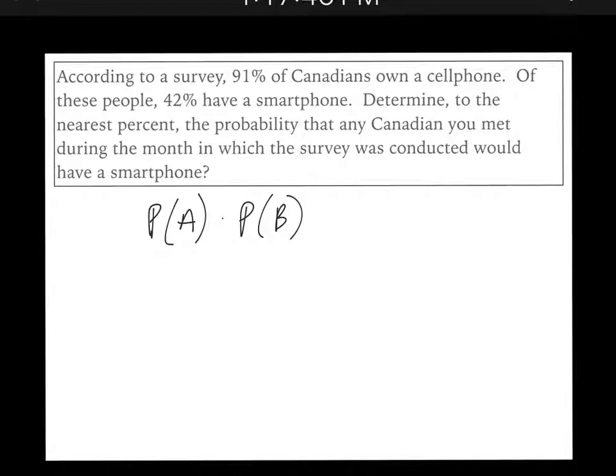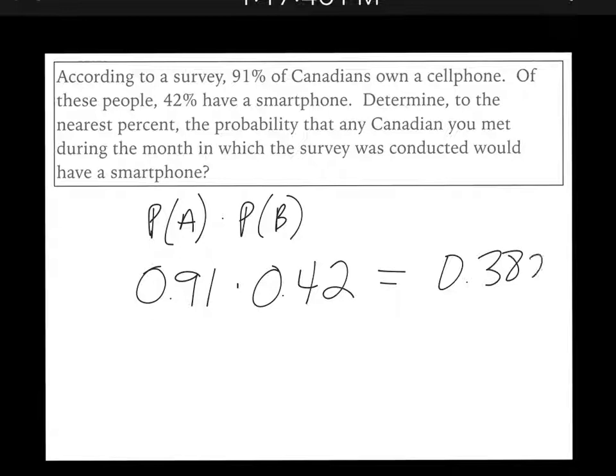But we can't just type in 91 times 42, because if I do that, I get 3,822, which doesn't seem right. So does anyone know what I would do instead? Turn them into decimals, yeah, or fractions even. Either turn it into 91 over 100 and 42 over 100, or turn it into a decimal. So instead of 91, use 0.91, and instead of 42, use 0.42. Then 0.91 times 0.42, I get 0.3822, which is approximately 38%.